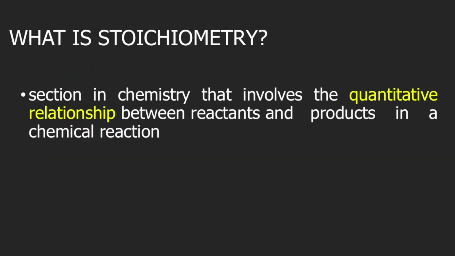Of course, we start with the definition of stoichiometry. It is a section in chemistry that involves the quantitative relationship between reactants and products in a chemical reaction. So when we say quantitative relationship, we are talking about the amount of products and reactants in a chemical reaction. So stoichiometry answers questions like how much reactant is consumed in a reaction or how much product is formed in a reaction. And you will encounter these types of questions in our succeeding examples.